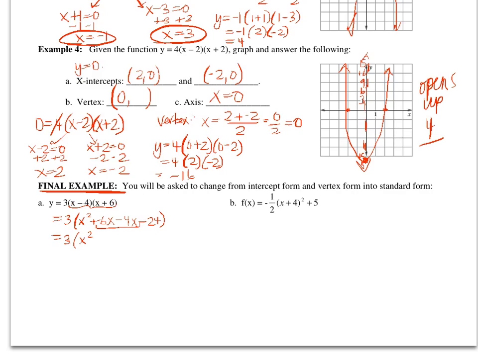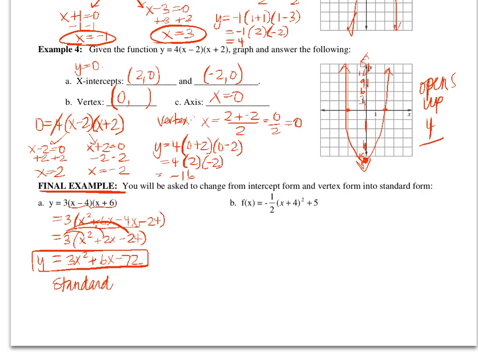I'm going to simplify that before I multiply by 3. So 6x and negative 4x is a positive 2x. And then I have this minus 24. And now I can distribute the 3 that's in front to all 3 of them. What I end up getting is y equals 3x squared plus 6x minus 72. And this is the same parabola in standard form instead of intercept form. Okay, and we will use all 3 forms interchangeably as we go.